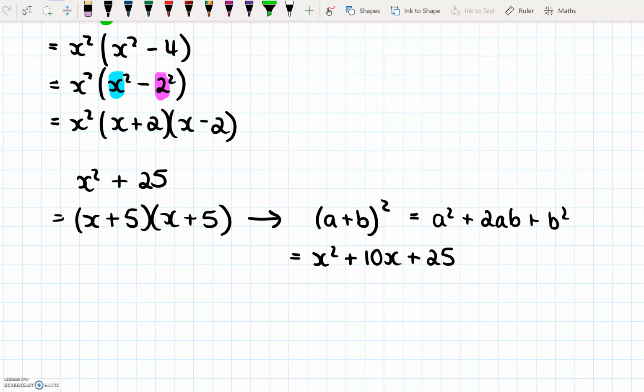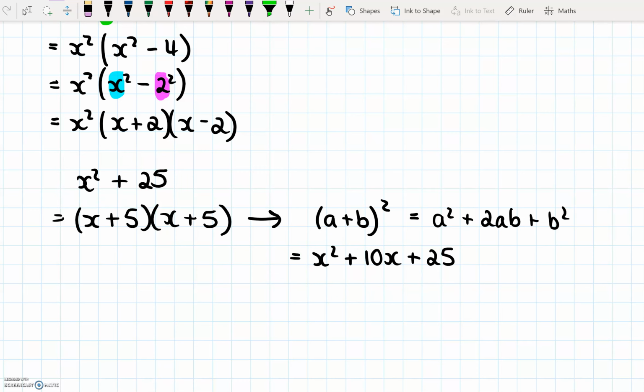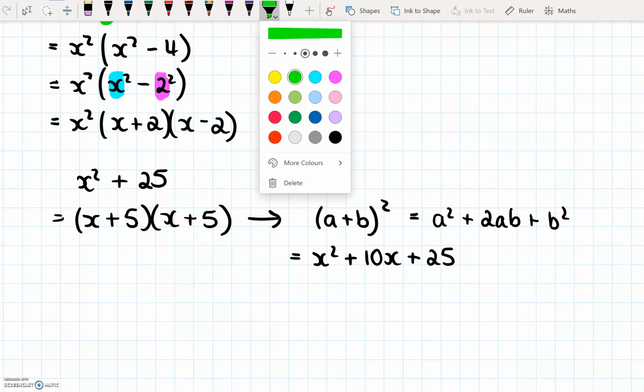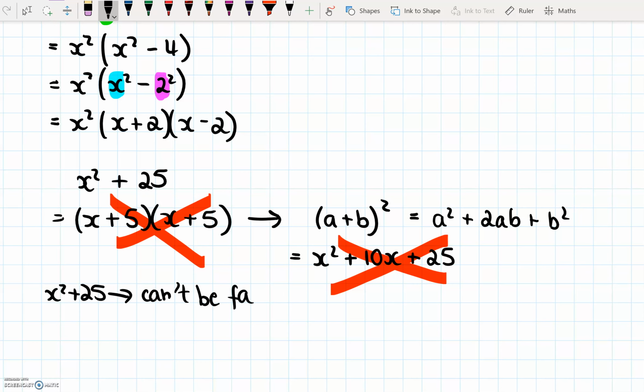Now, does this here look like this here? No, it doesn't. So this is not correct. This is not going to work. Well, we won't say no to this because this is important. So this is not going to be our solution. If you get x squared plus 25, this can't be factorized. So x squared plus 25 can't be factorized.